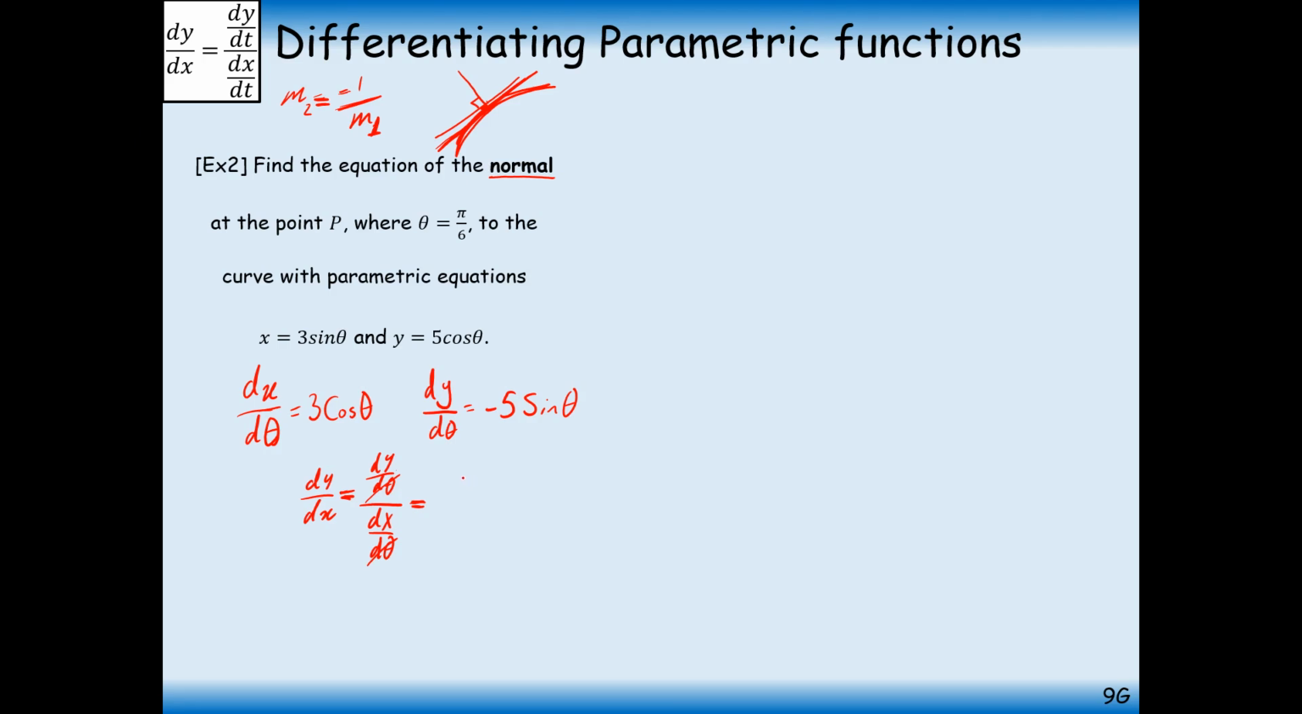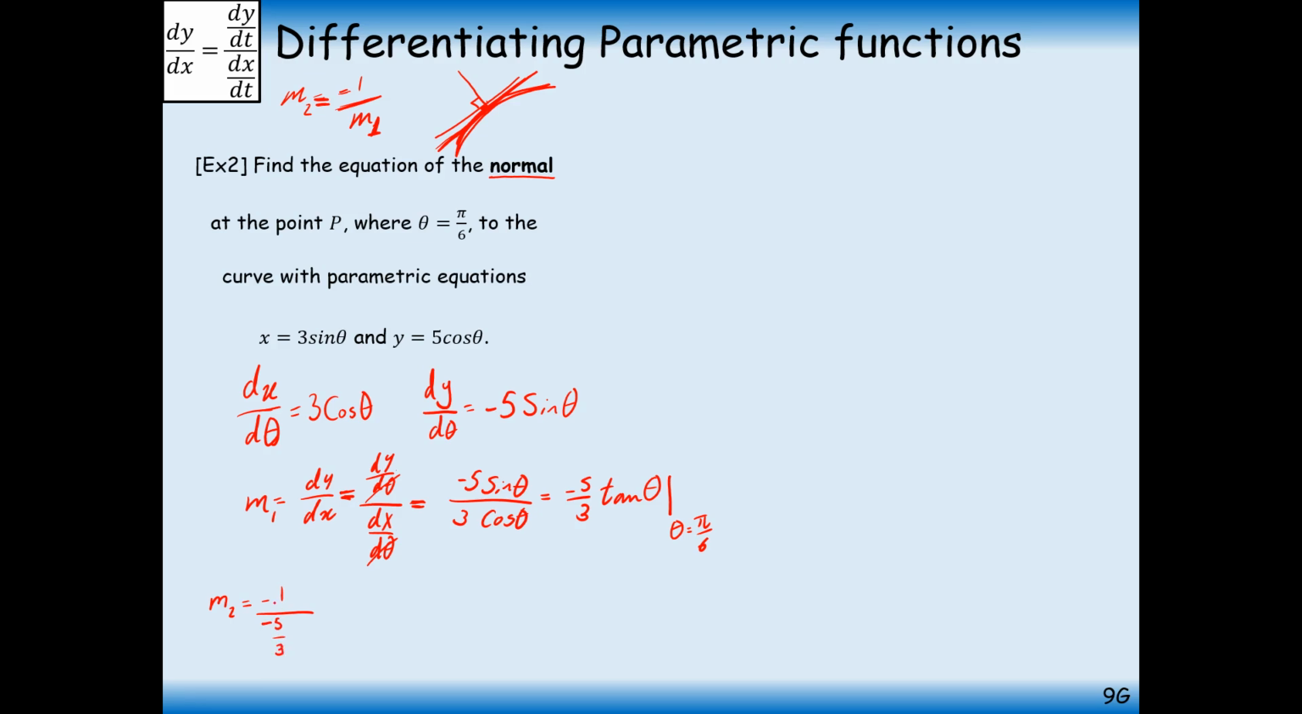So that is negative sine theta over 3 cos theta, and we know that sine over cos is tan theta. We have to evaluate this at the given theta value. Now this is going to give us what m1 is. Then to figure out the gradient of the normal, we have to take the negative reciprocal of that, which would be minus 1 over negative 5 over 3 tan theta.